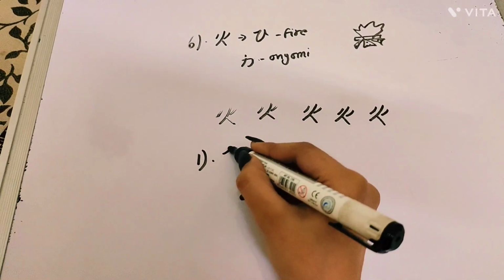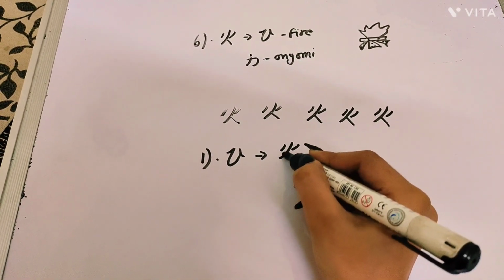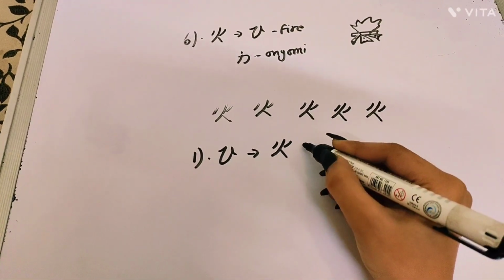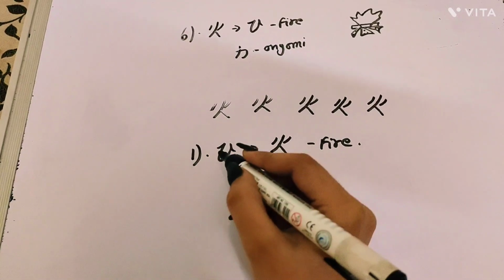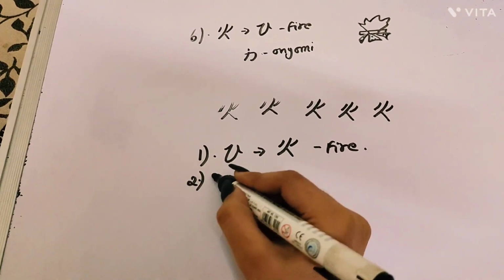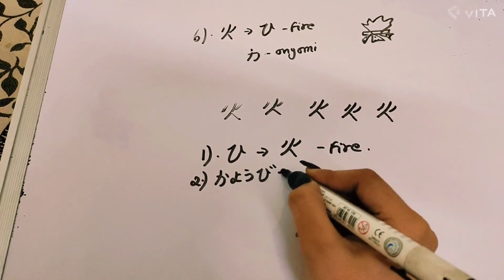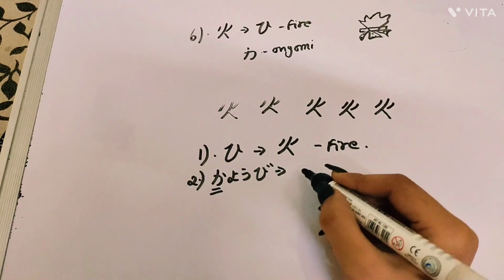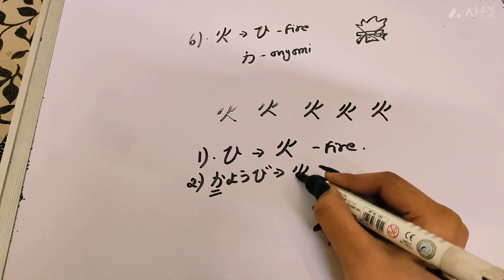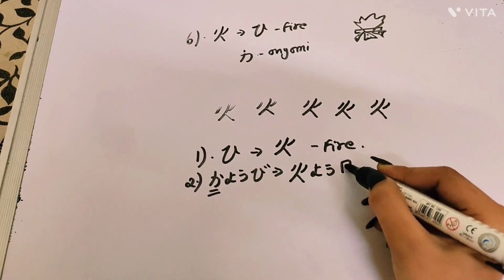Let's see the words. First word is hi. Obviously, hi. Draw the kanji of hi. Hi is fire. Next word is kayobi. Kayobi is Tuesday. Ka is onyomi, right? So draw the kanji of ka. Yobi.